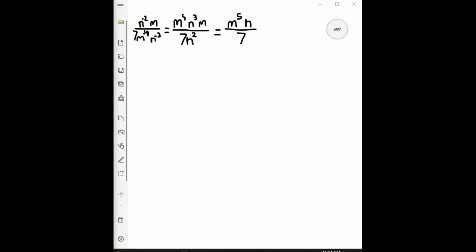Alright, so with this example, we have n to the power of negative 2 times m divided by 7 times m to the power of minus 4 times n to the power of negative 3, which what's going to happen is all the letters with a negative exponent are going to switch sides, and the letters with a positive exponent are going to stay where they are. And then from there, we just multiply and cancel out.